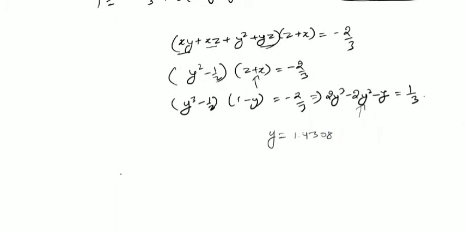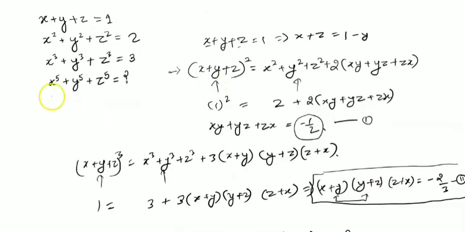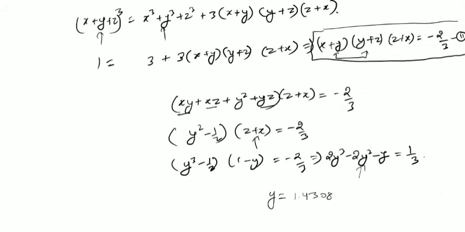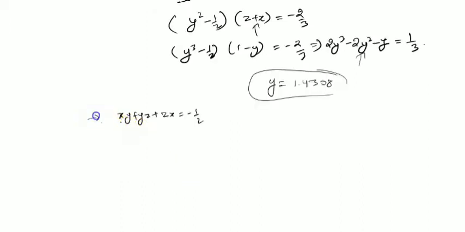Now before we go on to finding the answer for x to the power 5, y to the power 5 and z to the power 5, let's do one final thing, which is let's put this value into xy plus yz plus zx equals minus half. And let's change this equation a little bit, which gives me y multiplied by (x plus z) plus zx equals minus half.